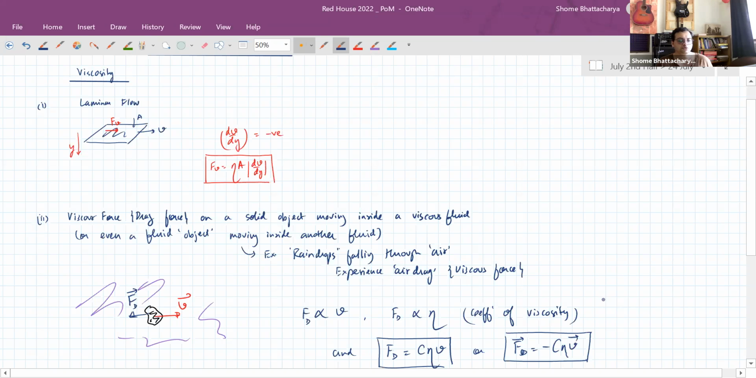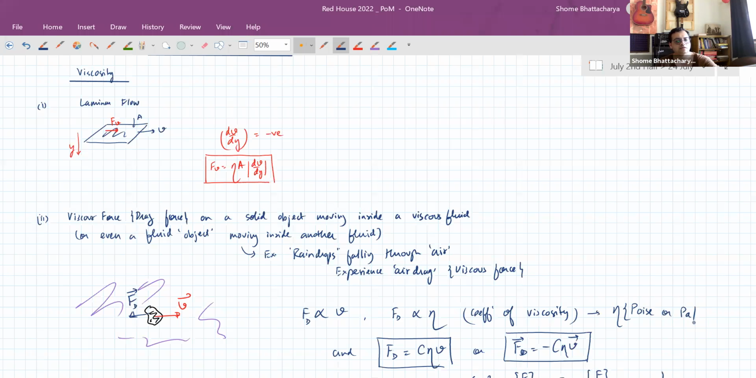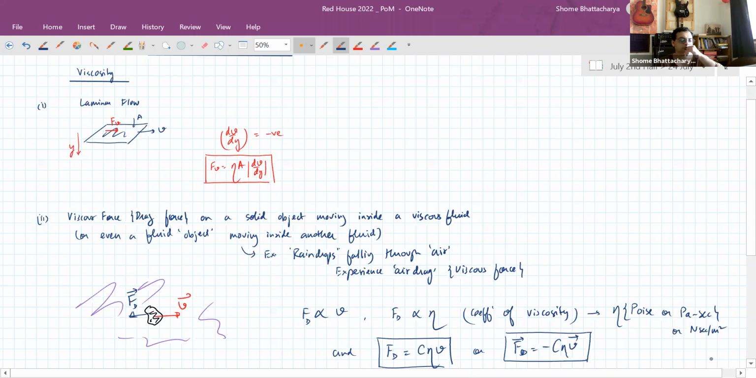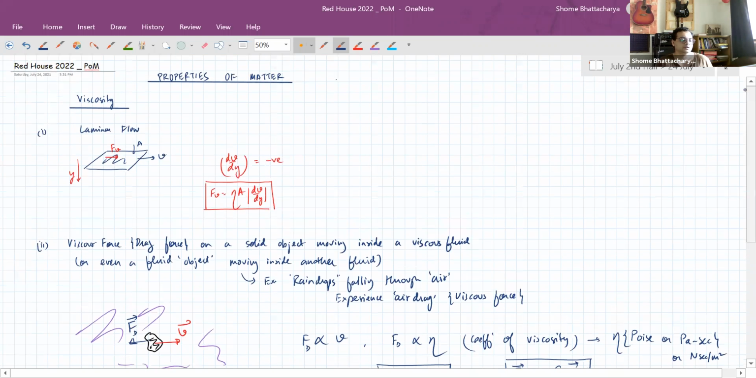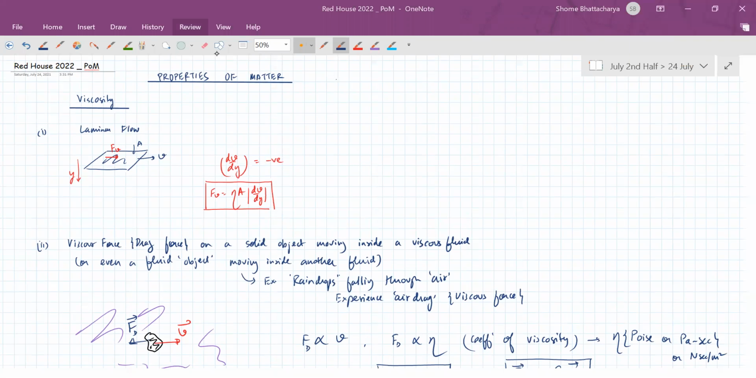Okay. Remember, coefficient of viscosity we discussed last time. It is expressed in poise or Pascal second. It has the dimension of Newton second per meter square, or the unit of Newton second per meter square. So I'll just pause for a moment. You can just go through this section. We'll discuss further next.